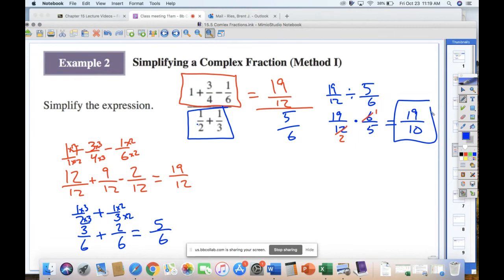19 tenths is just fine. Leave it that way. Don't make it 1 and 9 tenths, don't make it 1.9. Definitely don't make it a decimal. 19 tenths, just fine. Improper is okay.